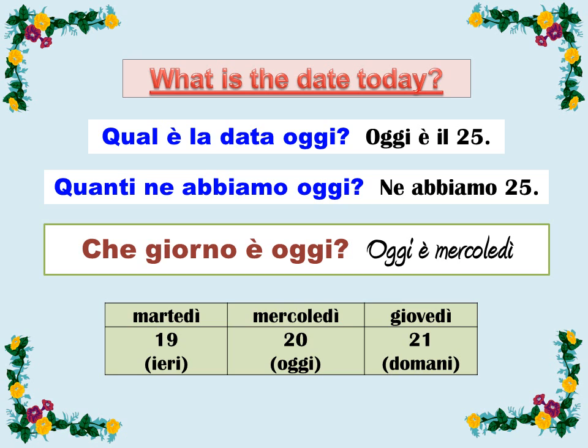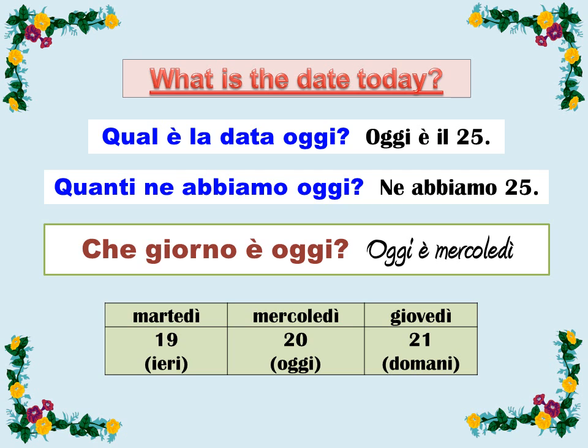Asking what is the date today can be done in 2 ways. Qual è la data oggi? The response would be oggi è and then give the date. For example, oggi è il 25. Another way is quanti ne abbiamo oggi? This means literally, how many of them, meaning days, do we have today? And the response would be, for example, ne abbiamo 25. We have 25 of them. In neither case is it considered necessary to mention the month, since it is presumed that that is already known.